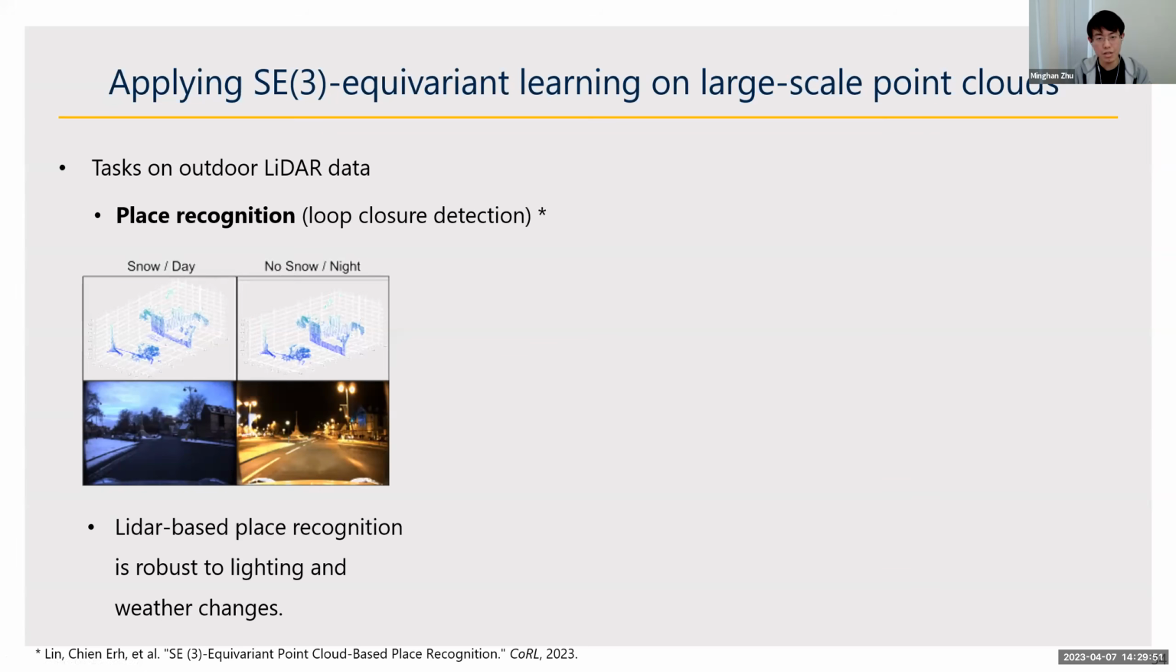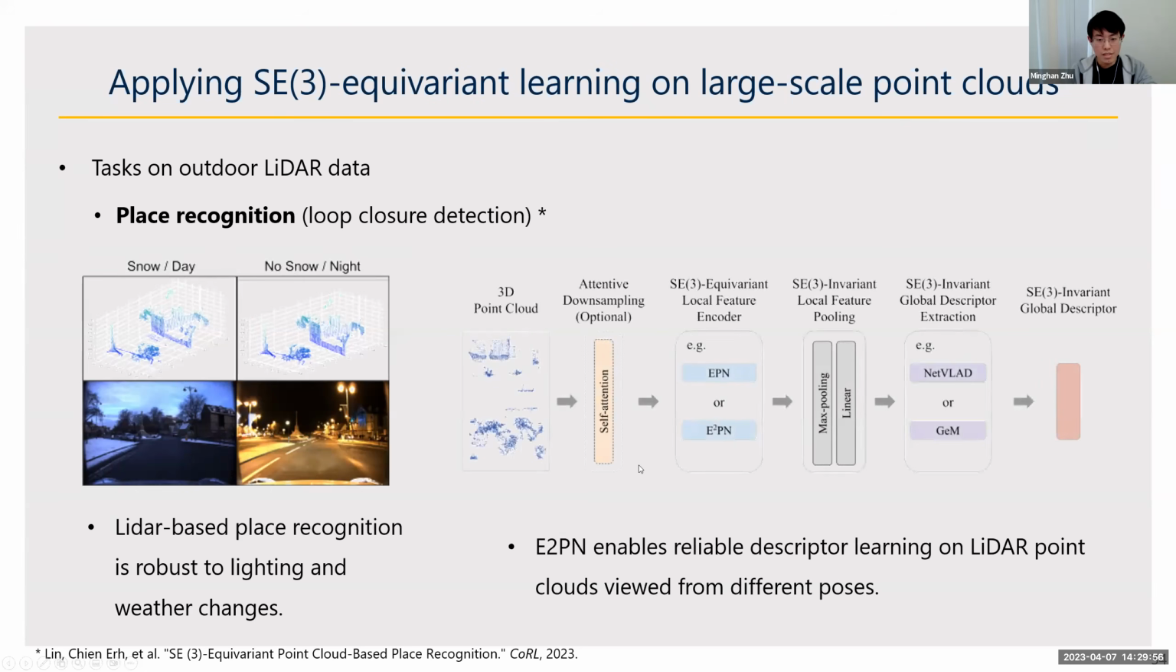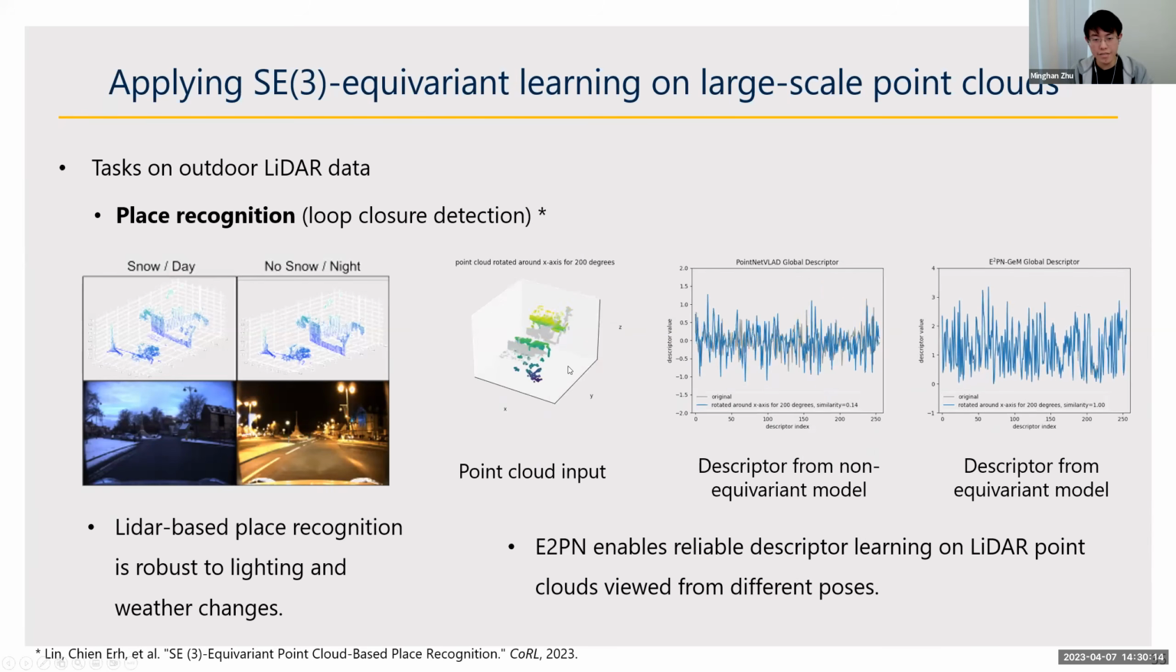Then we apply the SE3 equivariant learning on this problem. That is, by using this E2PN, the method we just presented, the efficient SE3 point convolution, we can extract reliable descriptors on the LiDAR point cloud viewed from different poses. And here is a visualization of the result. Here you can see that the point cloud goes through different rotations and translations, and the right two figures are the features extracted from the point cloud.